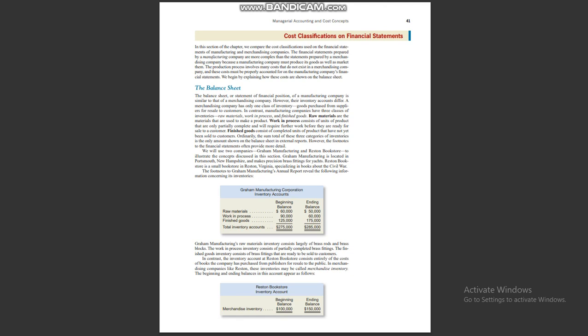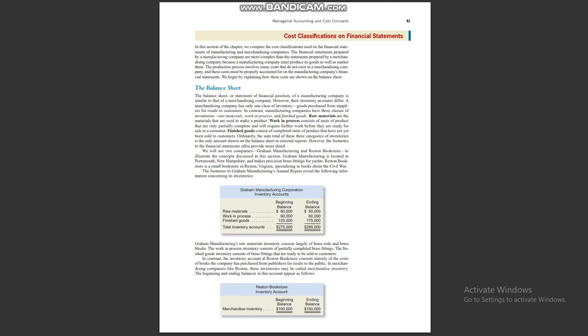We will use two companies, Garam Manufacturing and Redson Bookstore, to illustrate the concepts we discussed in this section. Garam Manufacturing is located in Portsmouth, New Hampshire, and makes precision brass fittings for yachts. Western Books Store is a small bookstore in a restaurant, specializing in books about the Civil War.